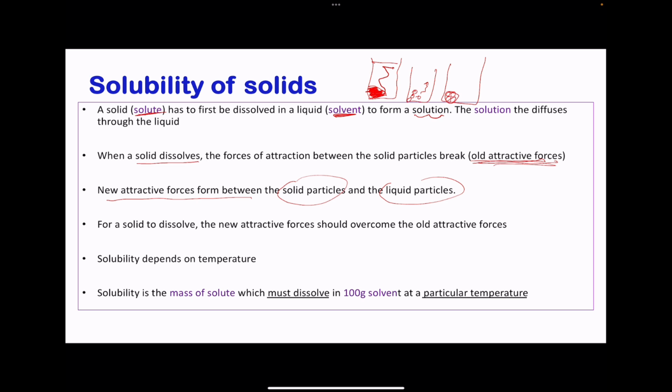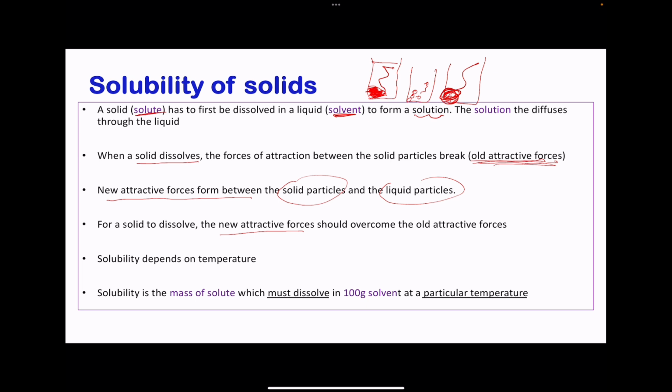So here we will have the tiny solution within that corner before it diffuses. So for a solid to dissolve, the new attractive forces should overcome the old attractive forces, meaning the forces of attraction between the solid and the solvent should be greater than the forces of attraction between the solid and the solid in order for dissolution to occur.